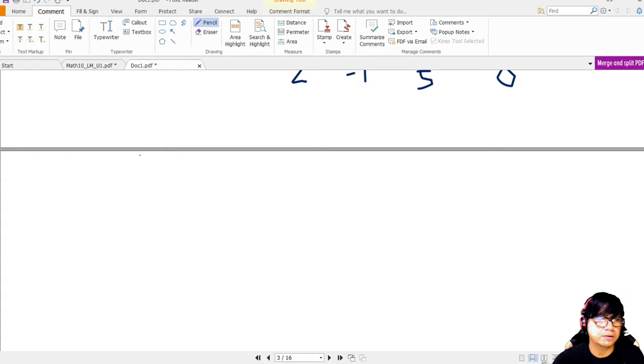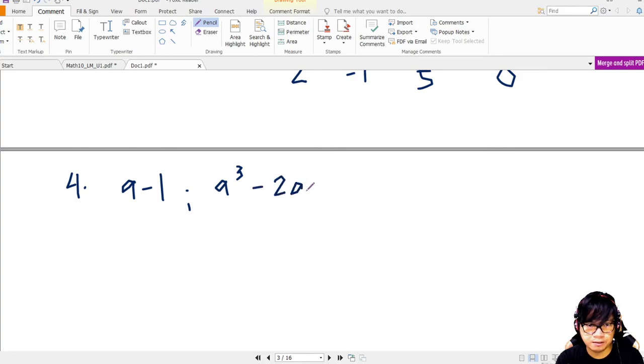For number 4, we have A minus 1, and our polynomial is A cubed minus 2A squared plus A minus 2.